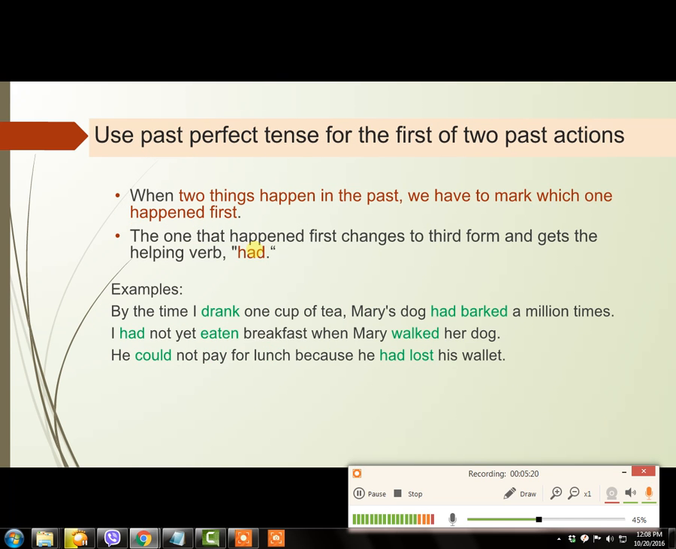Okay, for the past perfect tense, for the first of two past actions. When you have two actions in a sentence, the one that happened first, before the other action, should be in the past perfect tense. Okay, so we have here examples. By the time I drank 1 cup of tea, Mary's dog had barked a million times. So, the drinking here happened before the dog barked.